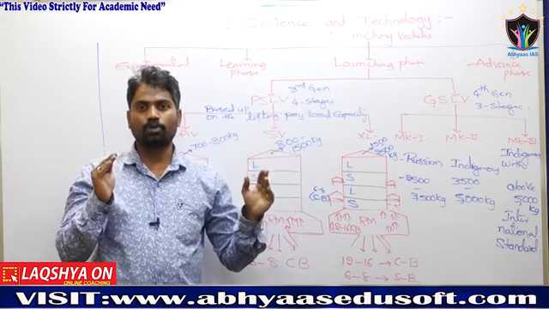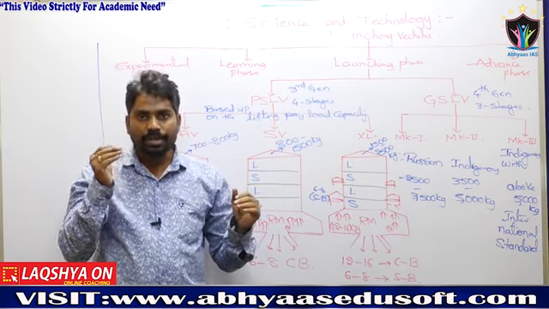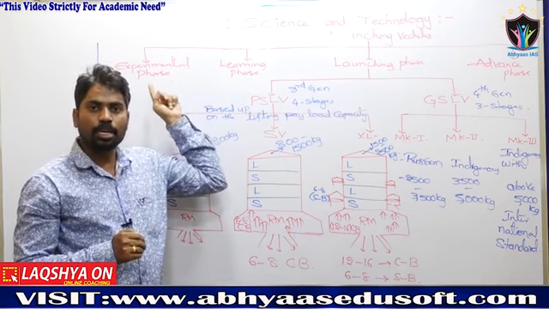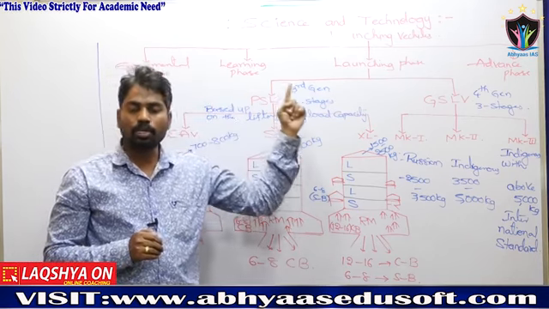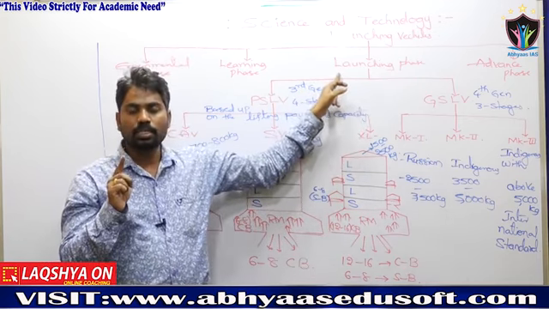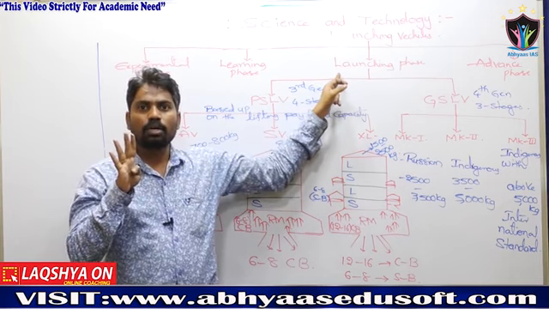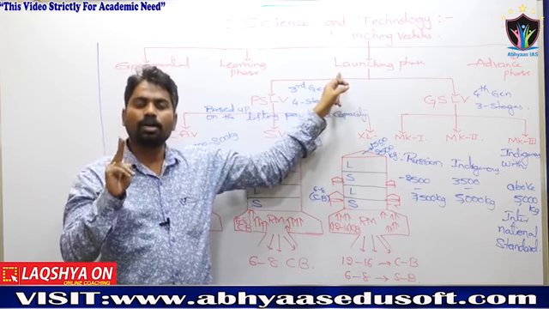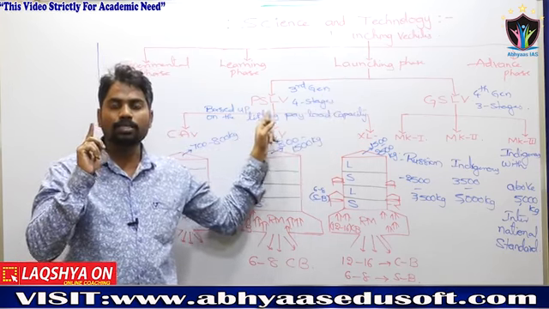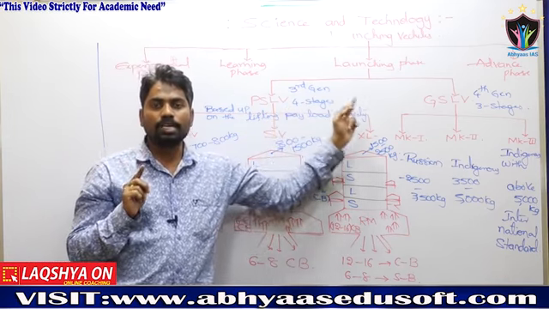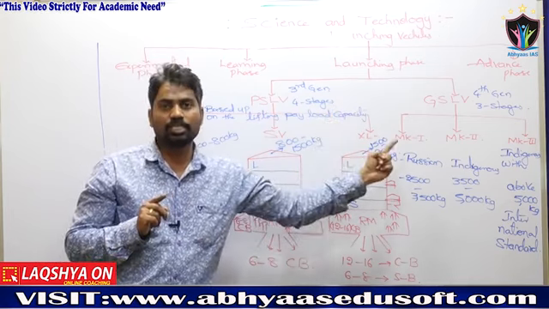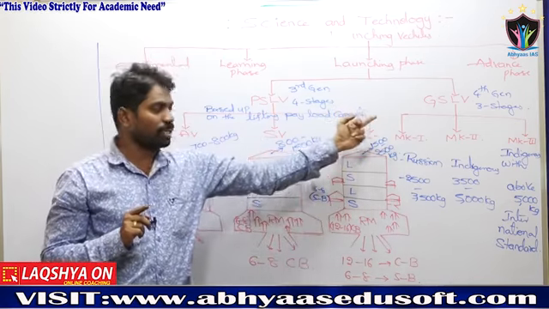The development of launching vehicles is divided into 4 stages or 4 phases: experimental phase, learning phase, launching phase, advanced phase. In the launching phase, there are 2 launching vehicles. One is the polar satellite launching vehicle, another one is the geosynchronous satellite launching vehicle, GSLV. PSLV, GSLV. These are the launch vehicles.